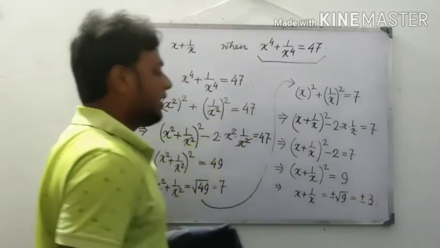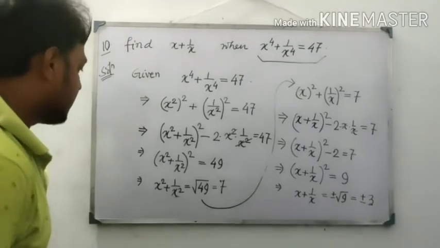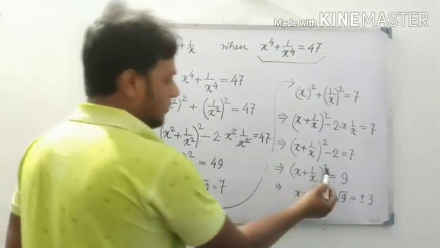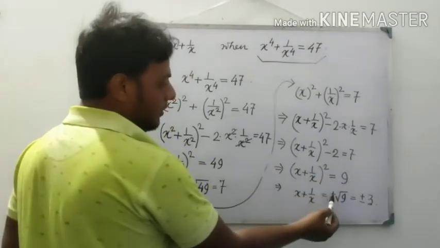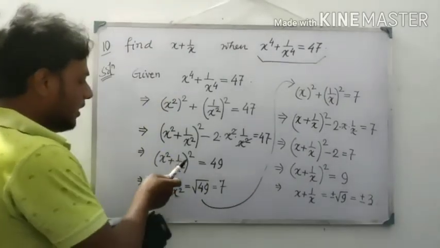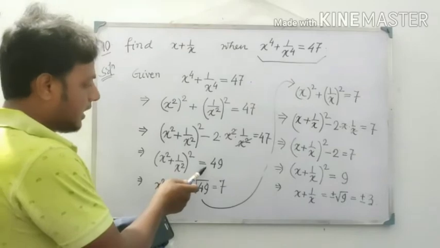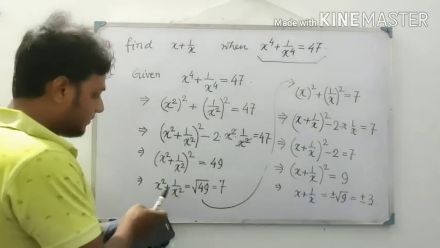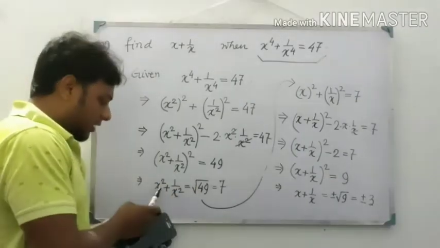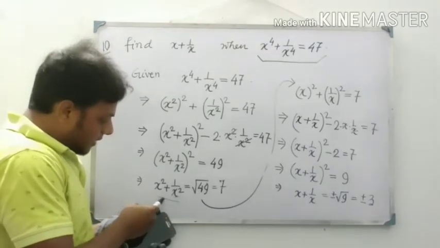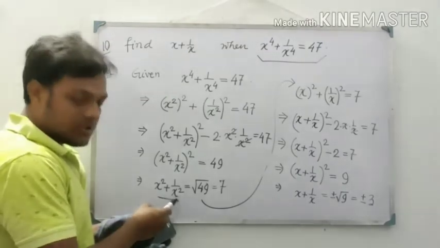Now a question can arise in your mind: sir, here we removed the square and we used plus minus, but we did not use it here. Actually we did not use it here since the value of this part will always be positive. Why?